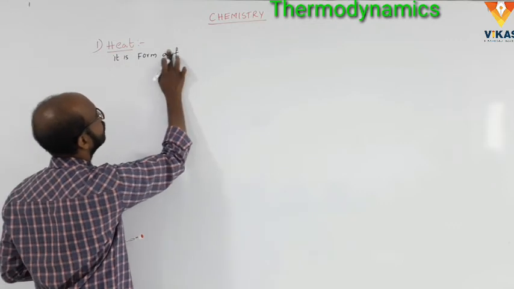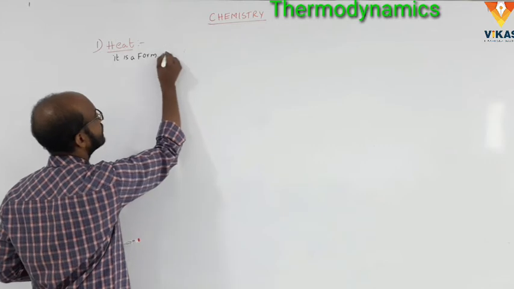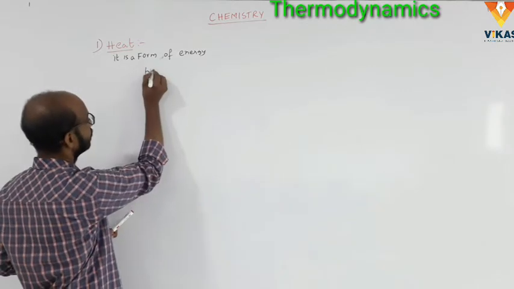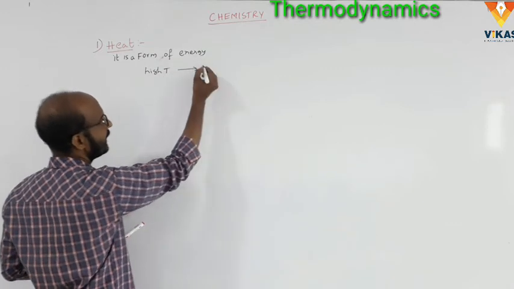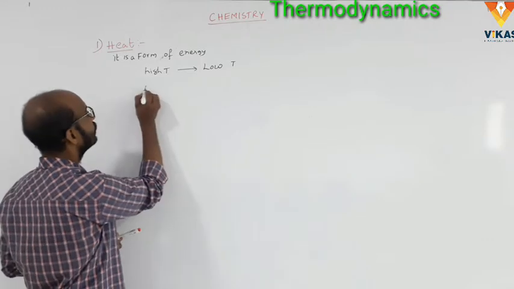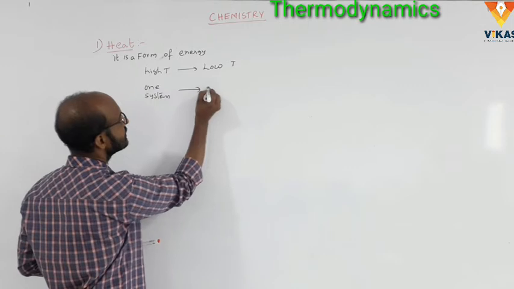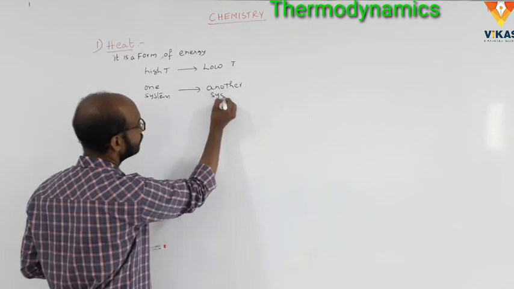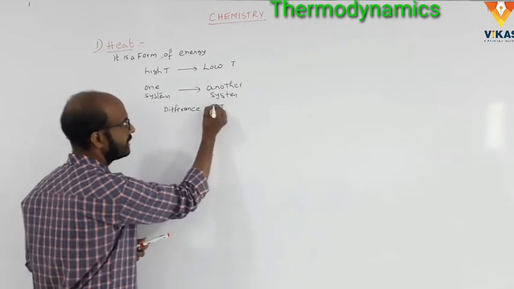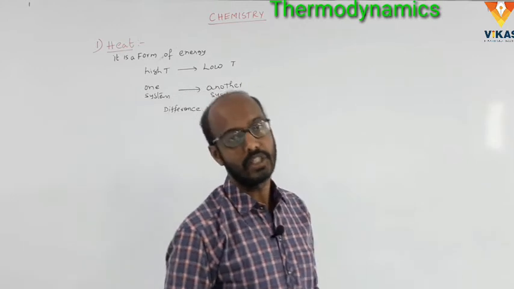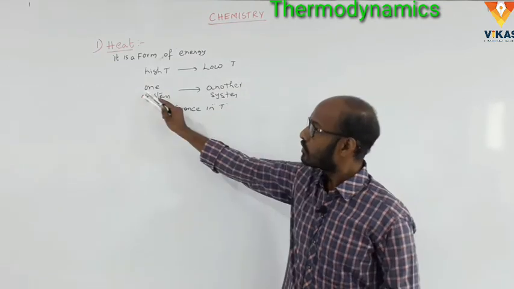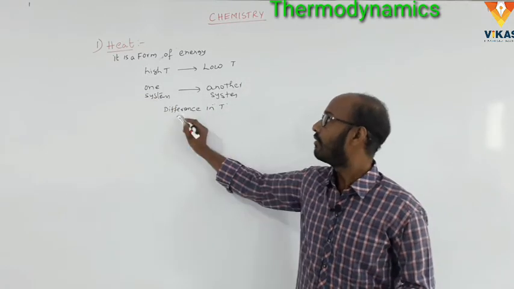Heat flows from high temperature to low temperature. Here, heat flows from one system to another system due to a difference in temperature. So what is heat? It is another form of energy. Heat flows from high temperature to low temperature, or heat flows from one system to another system by a difference in temperature.